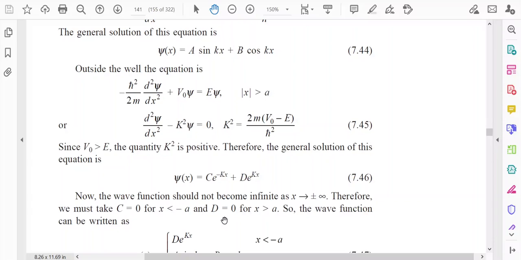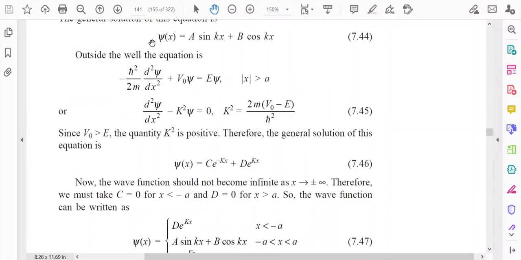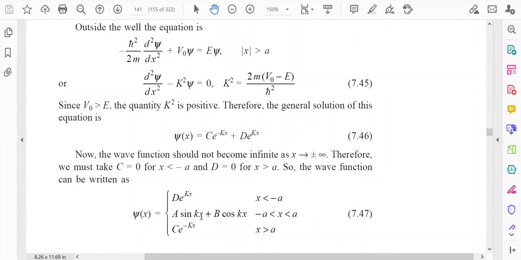And similarly, for x greater than a, this term will diverge. So we take that capital D is equal to 0 for x greater than a. So the wave function can be written as psi(x) is equal to D e to the power Kx when x is less than minus a, where we are considering that the value of C is 0, and for x greater than a, we write psi(x) as equal to C e to the power minus Kx, and inside the well, that is when x is in the range minus a to plus a, psi(x) can be written as A sin kx plus B cos kx as described earlier. So these are the solutions of this equation.